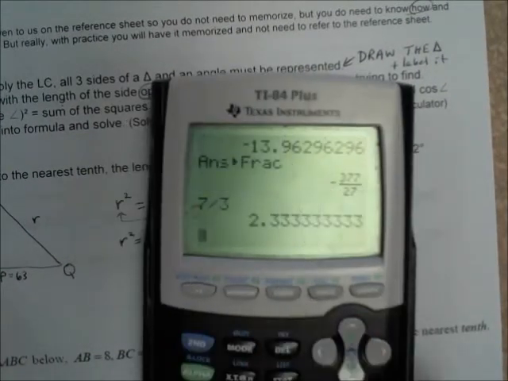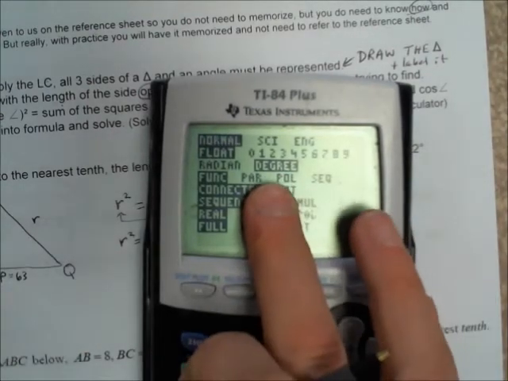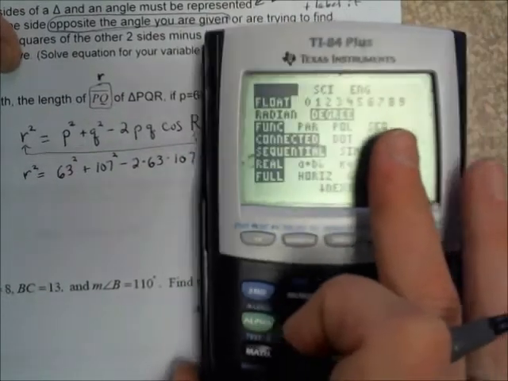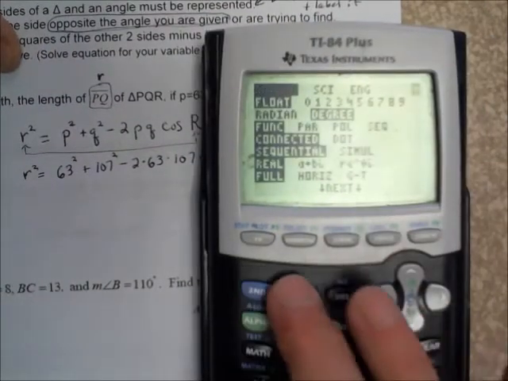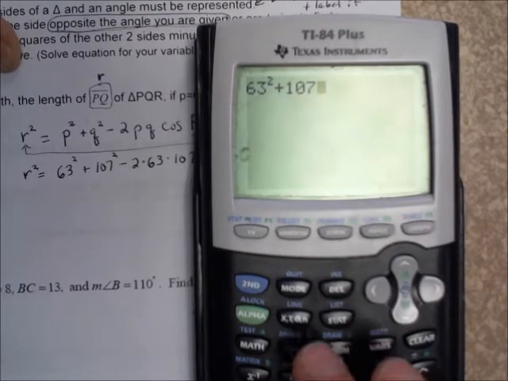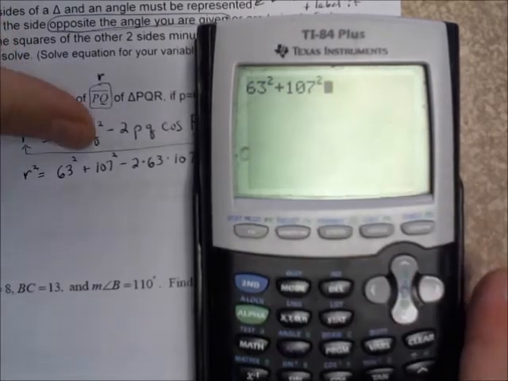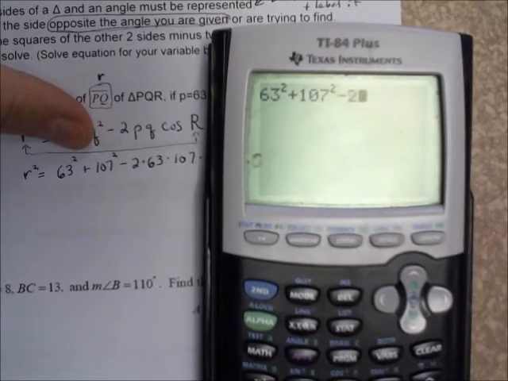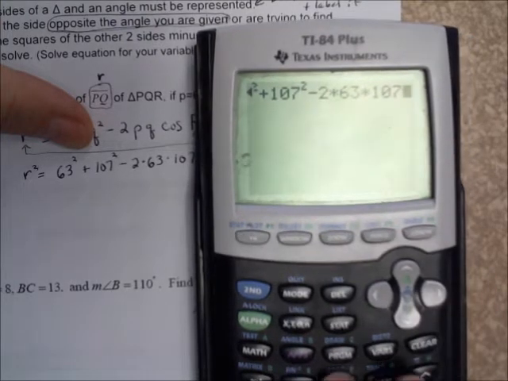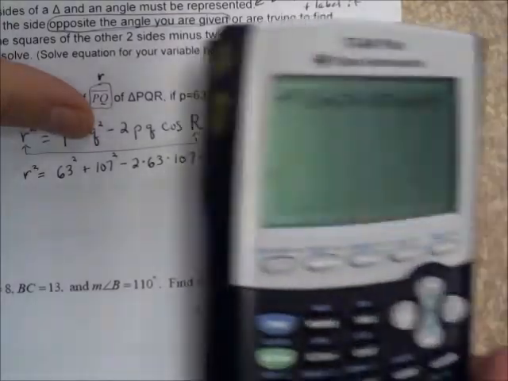We have to make sure, though, that the mode is set to degree mode, or else it's not going to work correctly. And we'll just put the whole thing in like this, 63 squared plus 107 squared. Just type it all on one line in your calculator. Minus 2 times 63 times 107. And then you don't have to put times if you don't want to. You can just press the cosine button, 42.